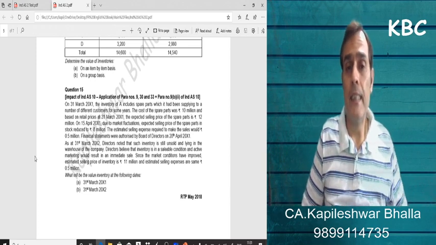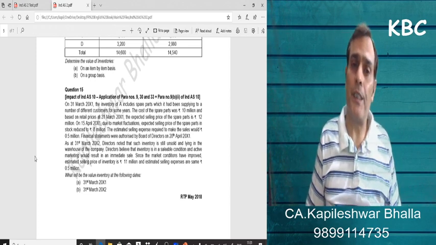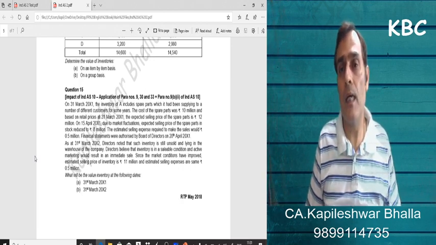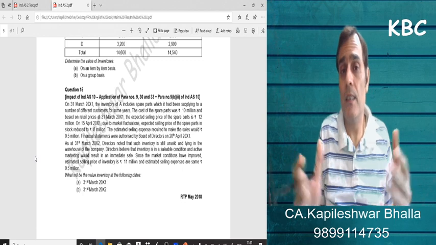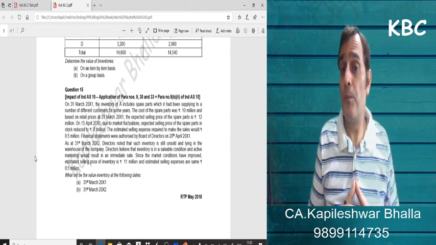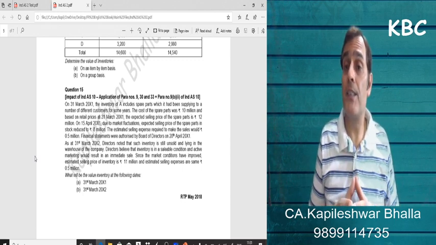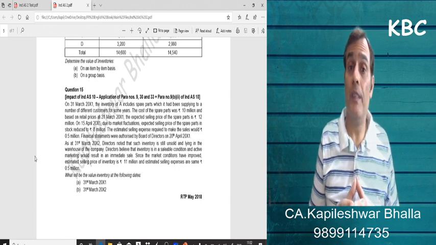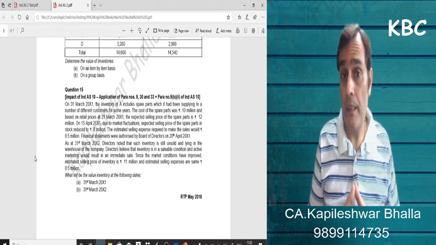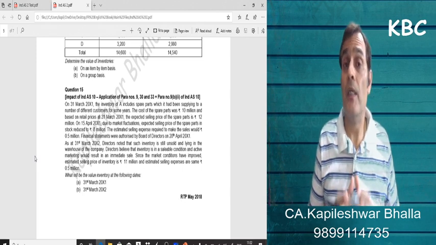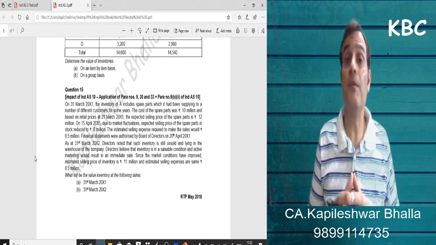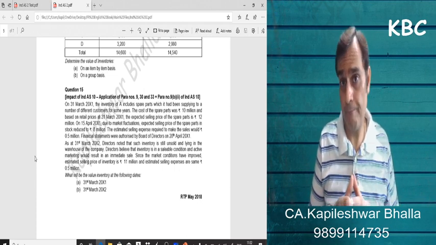Moving further, it says on 31st March X2, directors noted that such inventory is still unsold and lying in the warehouse of the company. The directors believe that the inventory is in a saleable condition and active marketing would result in immediate sale. Since the market conditions have improved, the estimated selling price is 11 million, but the estimated cost necessary to make the sale is still 0.5 million, giving me an NRV of 10.5.